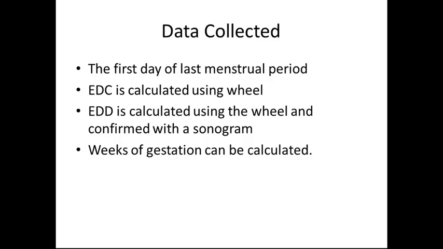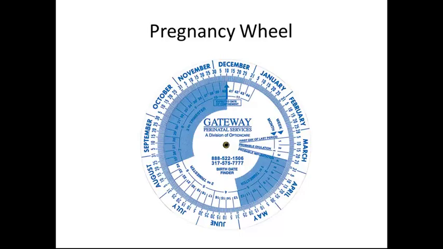The weeks of gestation can be calculated based off of these numbers. As you can see here, this is a pregnancy wheel. The first date of the last period, you will line up what date they have given you. So here, this person's first day of their last period was February 20. No, it was March 4th. Probable ovulation was March 19th, and the probable implantation was March 25th.